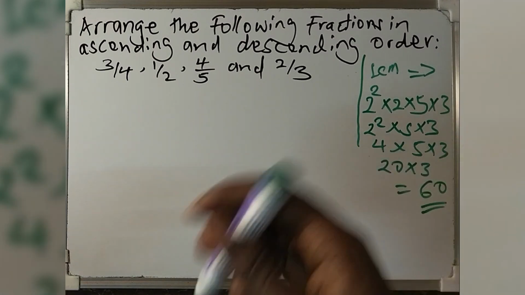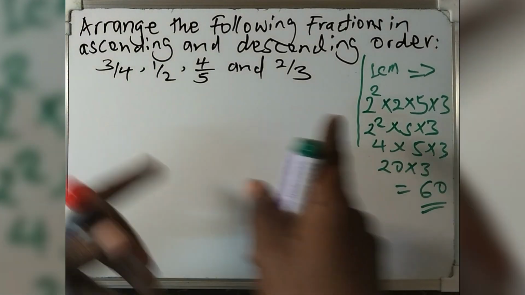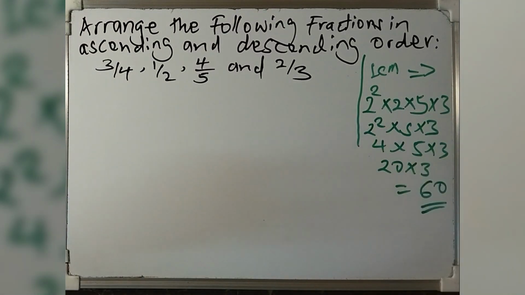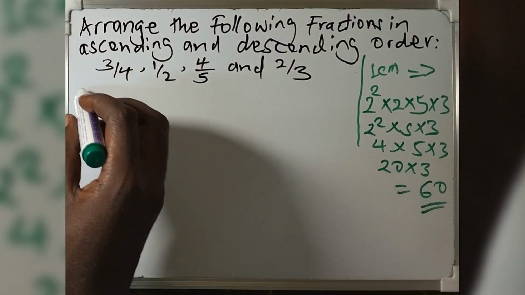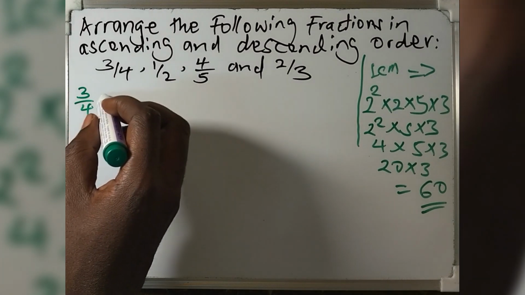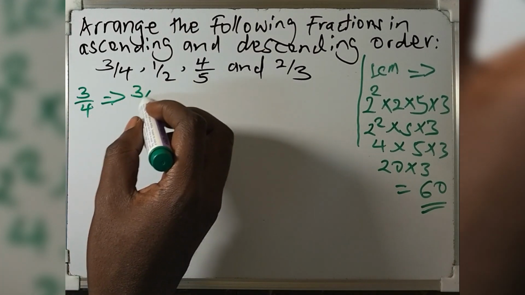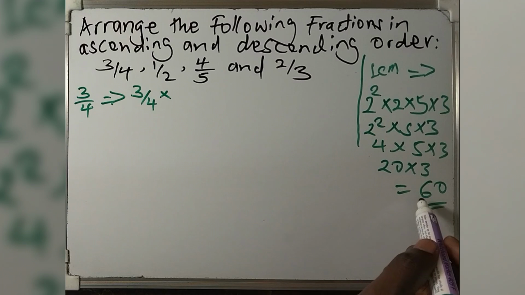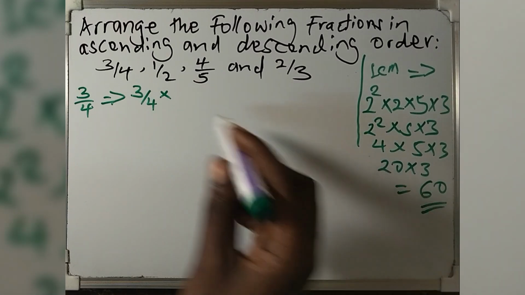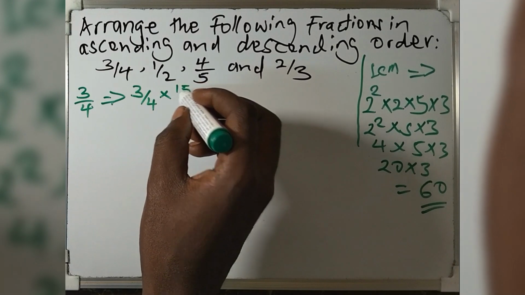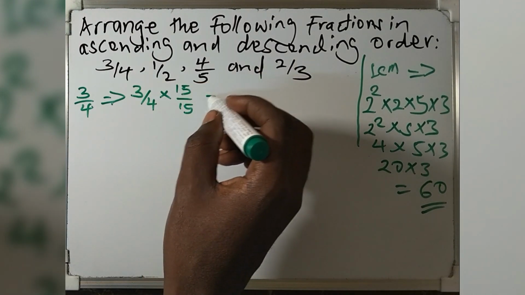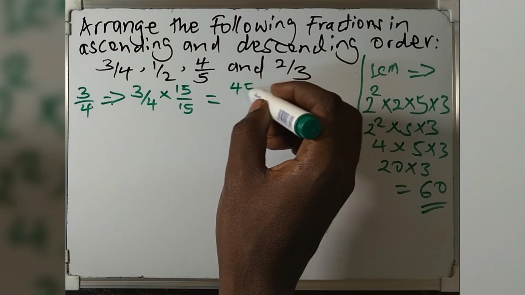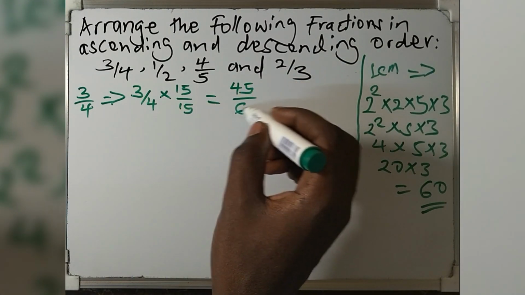Now with the LCM, we can make these fractions have the same denominators. In this case, our 3 over 4 will be 3 over 4 times 15, because 4 goes to the LCM, which is 60, 15 times. So we'll multiply by 15, and that will give us 45 over 60.